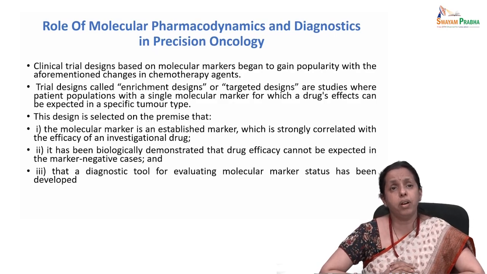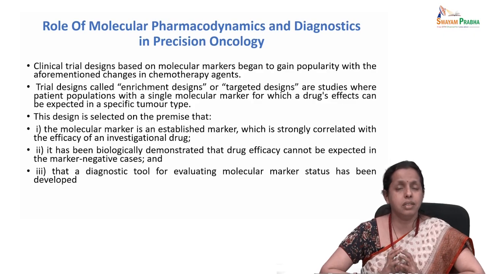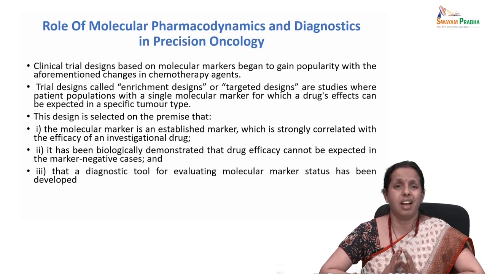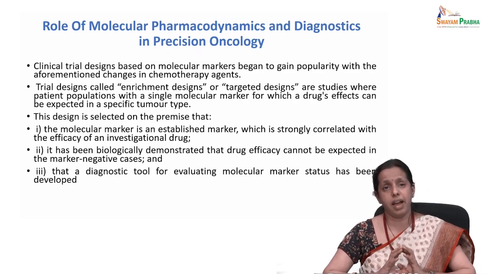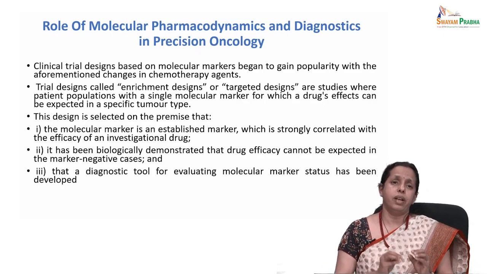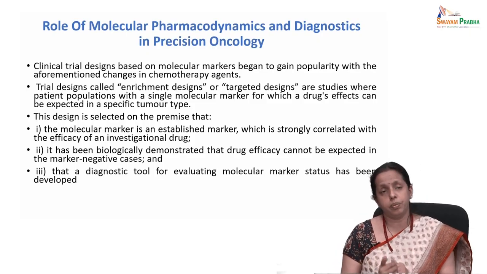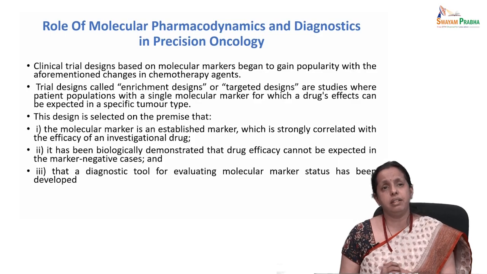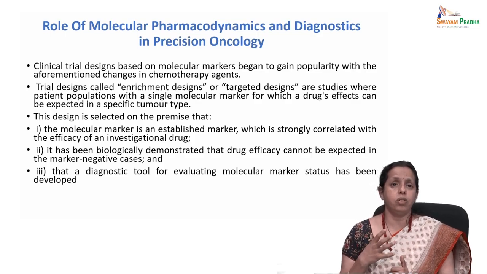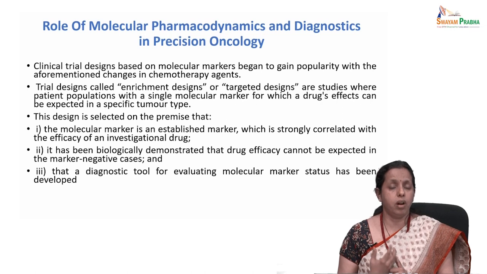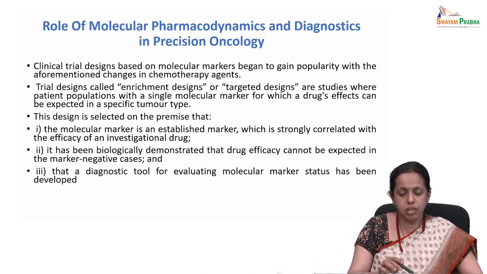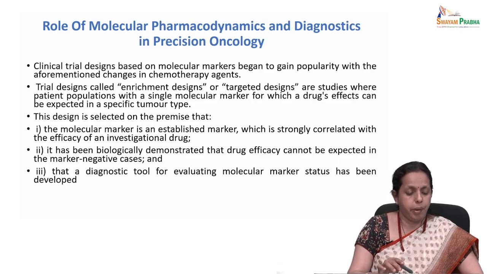So how do you design your clinical trials? In the coming slides, we will see what exactly a clinical design is, and how you group clinical designs, for example, whether they are patient specific or drug specific. Trial designs are based on molecular markers, and they have gained popularity because of the changes in the chemotherapy agents.